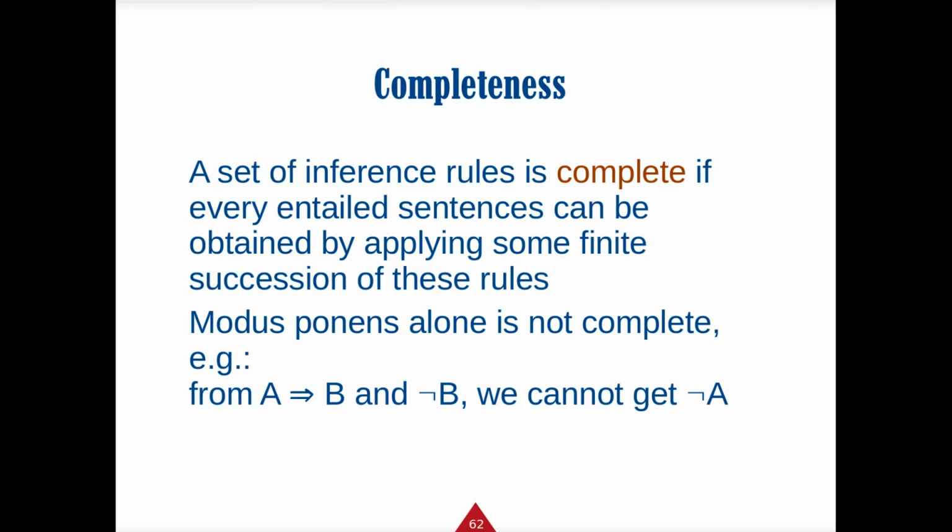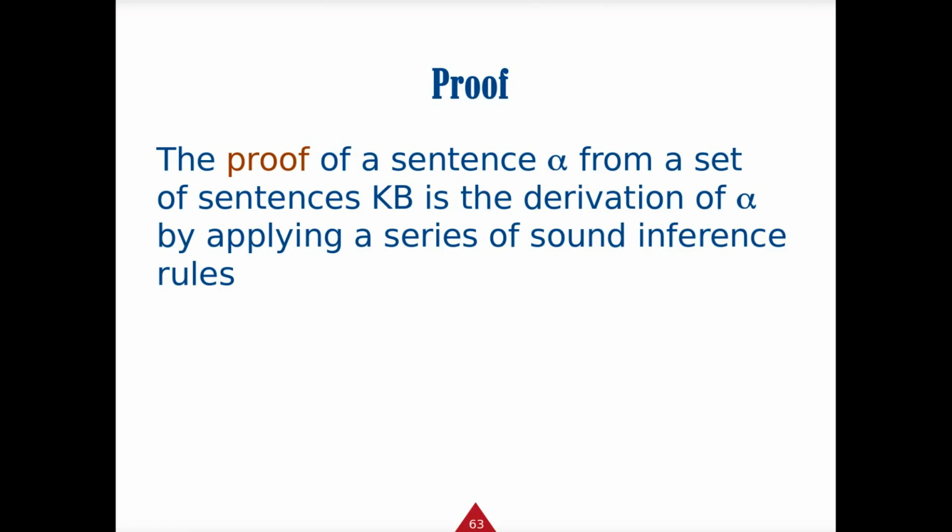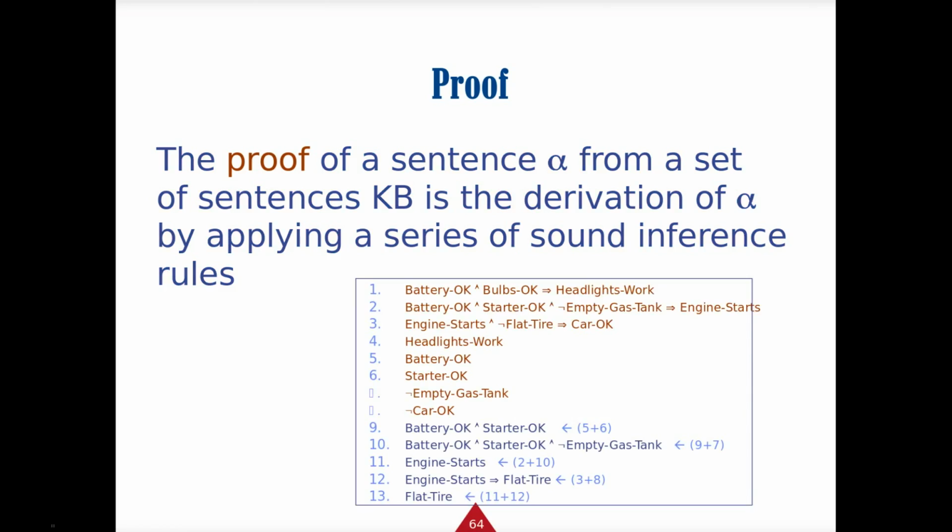And so modus ponens alone is not complete. If A implies B and not B, it doesn't mean A is false; it means it can still be true. And so the proof of a sentence alpha from a set of KB sentences is a derivation of sentence alpha, an arbitrary sentence, by applying a series of sound inference rules.